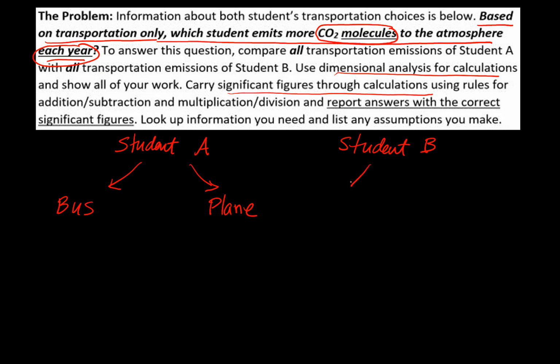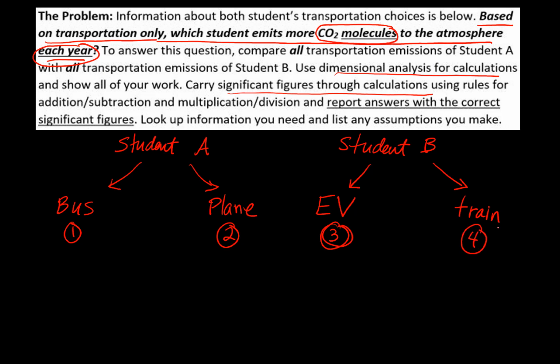And then student B is using two additional types of transportation. Student B drives to and from school in an electric vehicle and also takes a train to visit family each month when school is in session. So what you've really got is four separate calculations: the calculation for the bus, calculation for the plane, calculation for the EV, and calculation for the train.